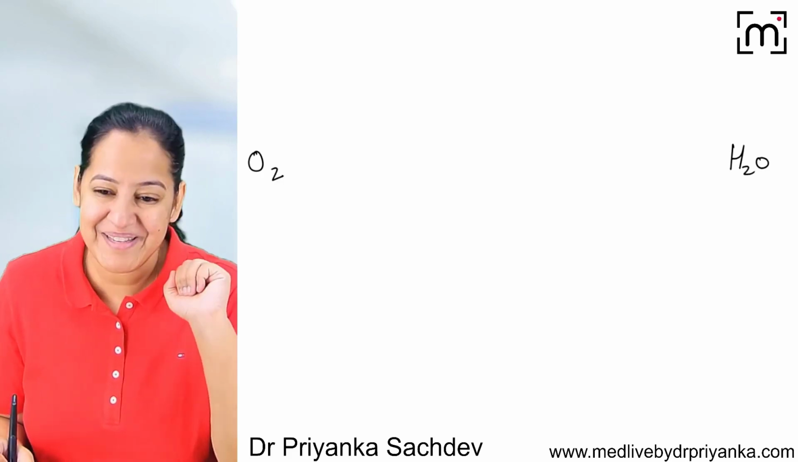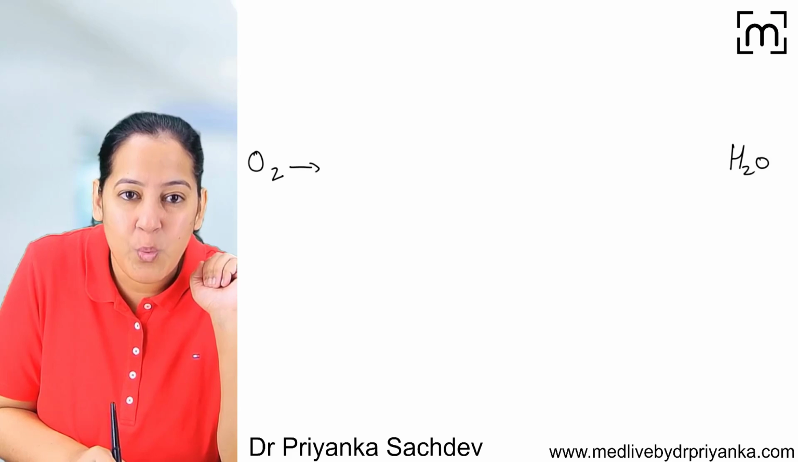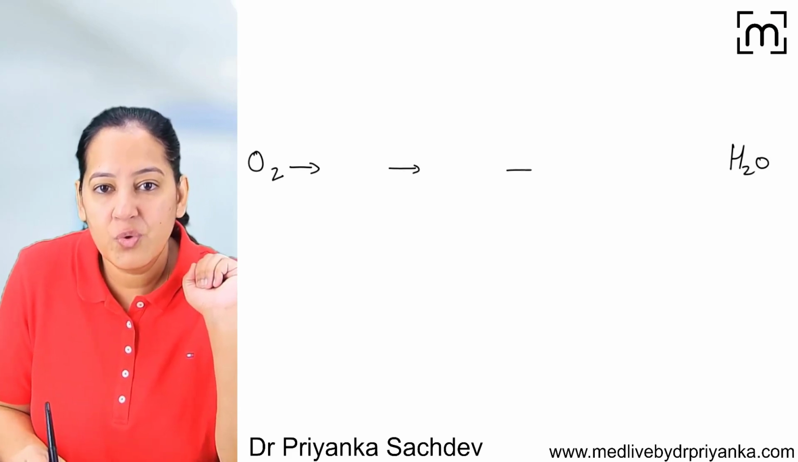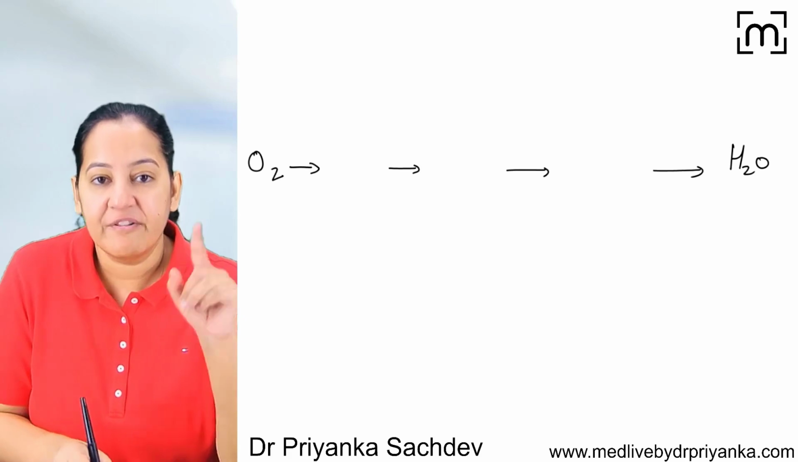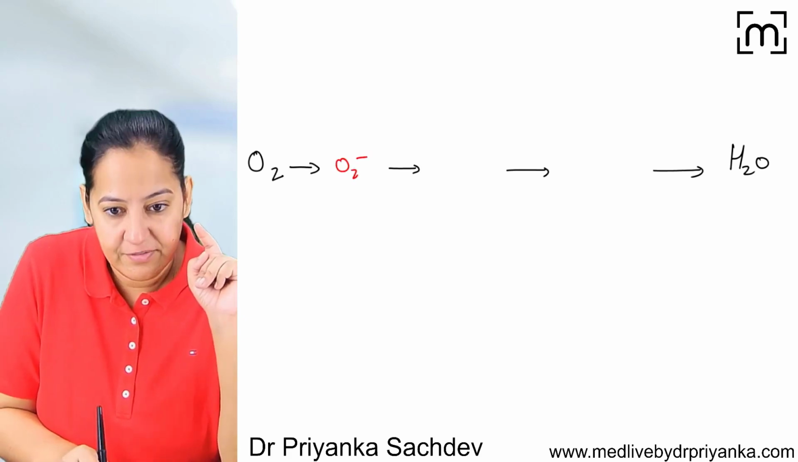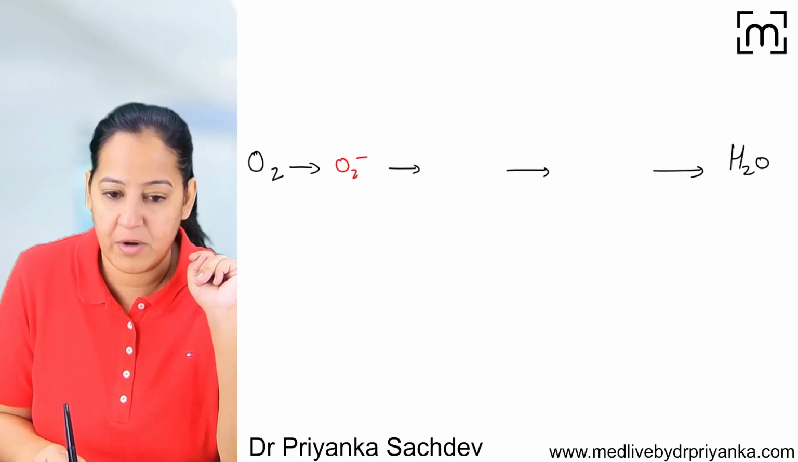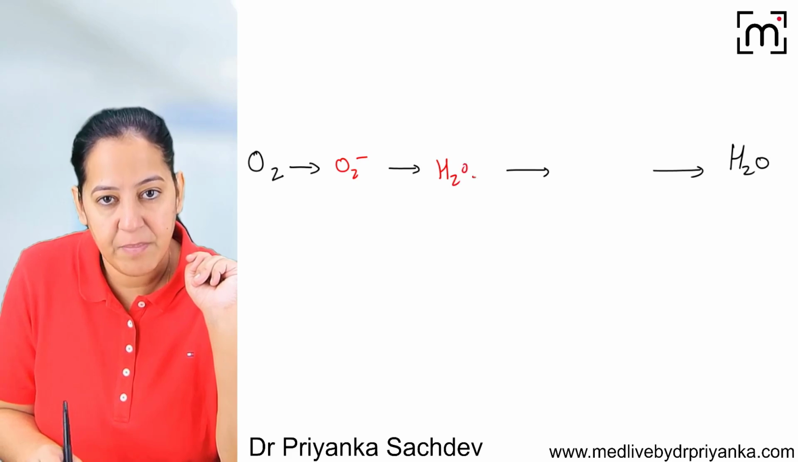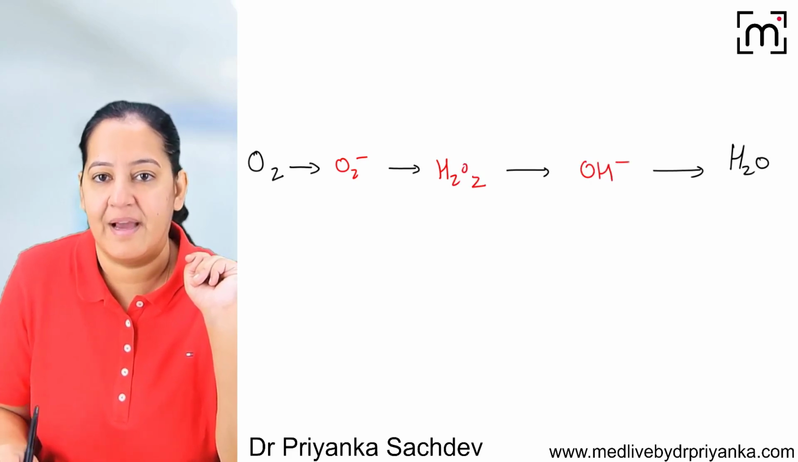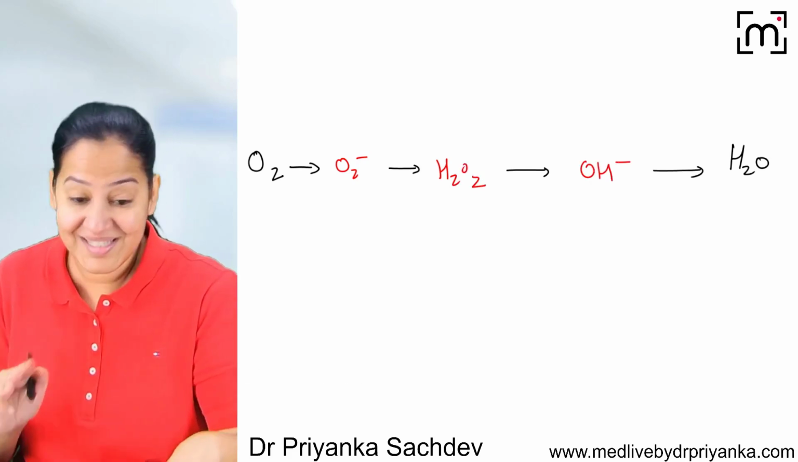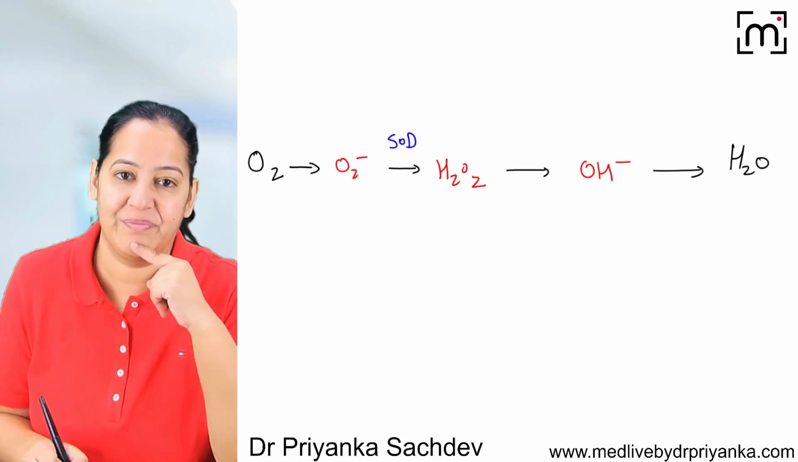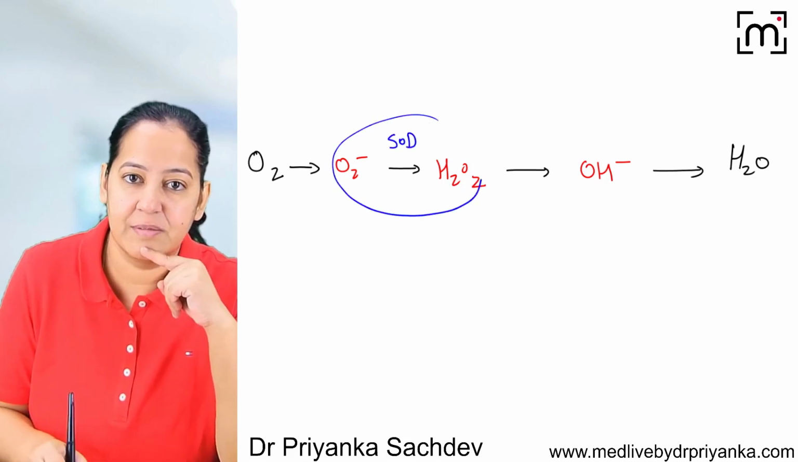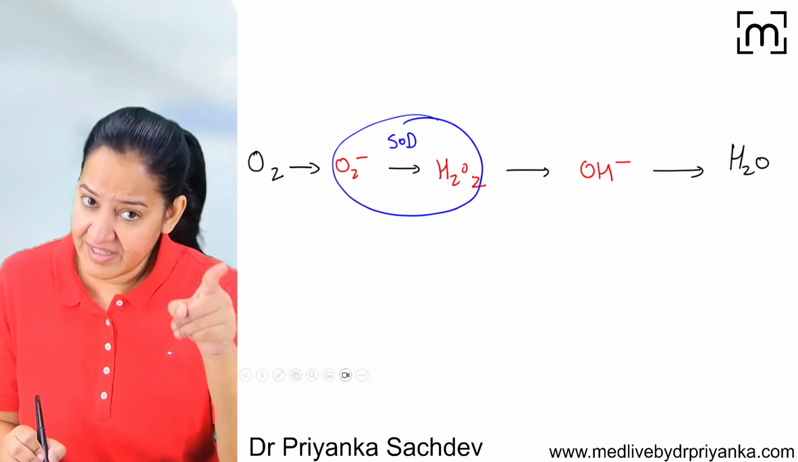But learn the three intermediates. What are the three intermediates? Tell me the names of the three intermediates. The first intermediate is O2 negative, that is superoxide ion. The second is hydrogen peroxide, and third is hydroxyl ion. Now I'm telling you the three scavengers. The first scavenger, SOD, does this conversion. It converts first to second.